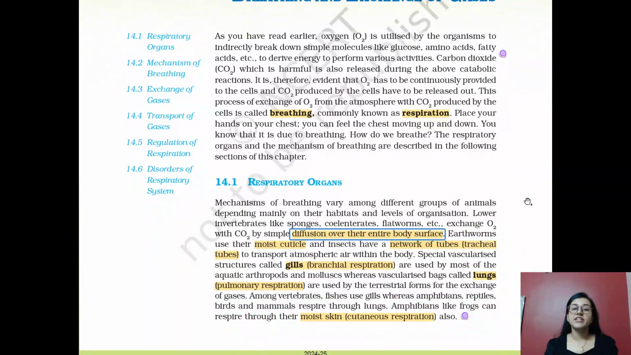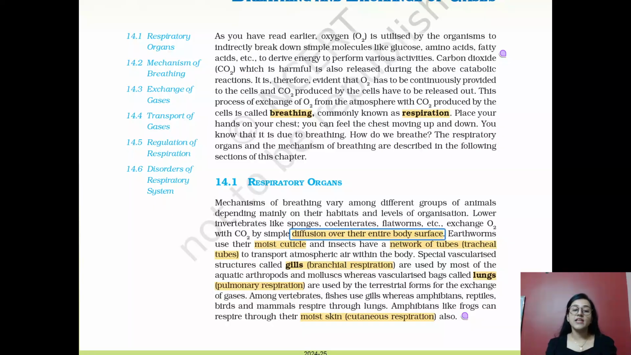Let's start with respiratory organs. Mechanisms of breathing vary among different groups of animals depending mainly on their habitats and levels of organization. Lower invertebrates like sponges, coelenterates, flatworms, etc. exchange oxygen with carbon dioxide by simple diffusion over their entire body surface. Earthworms use their moist cuticle, and insects have a network of tubes, which is known as tracheal tubes, to transport atmospheric air within the body.